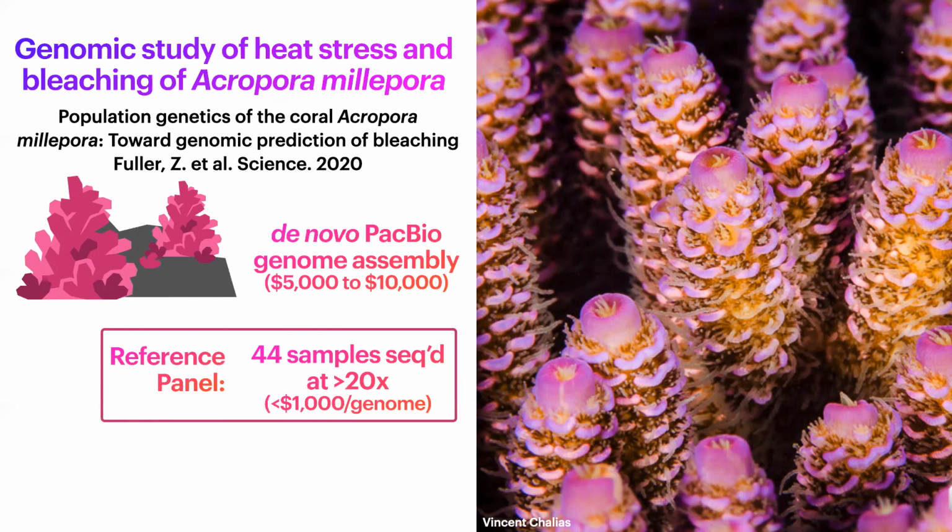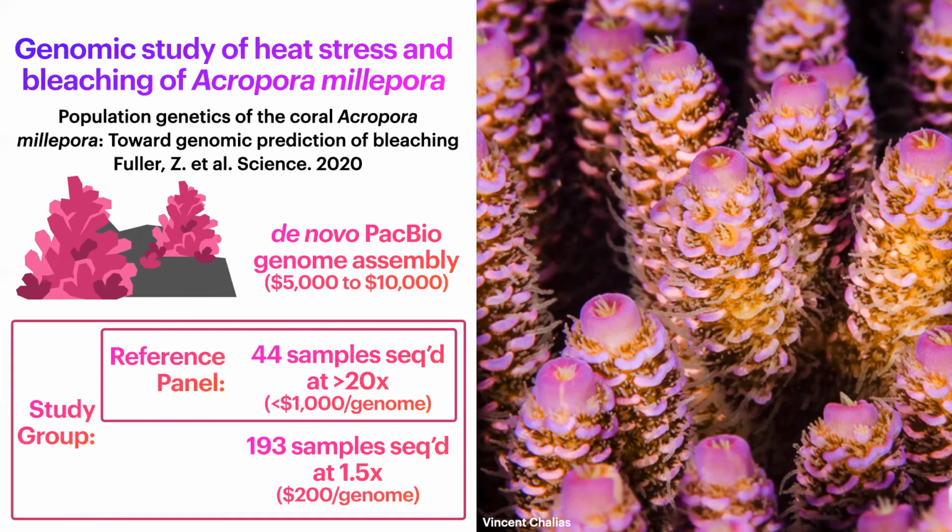They did do a reference panel. So they sequenced 44 of these samples at over 20x coverage, which is going to run up costs quite a bit. But subsequently, they can sequence the rest of the samples at 1.5x coverage for much lower cost. And they made sure that their reference panel represented all 12 different reef sites. So you're getting the diversity of population structure there.